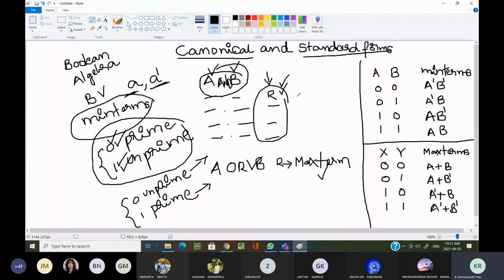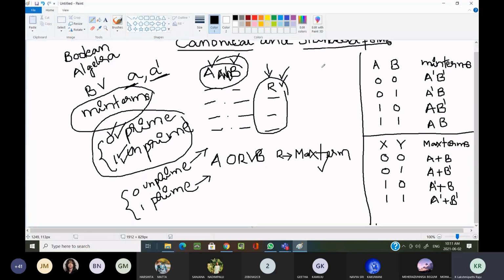These two forms we call canonical or standard forms. Everyone, are these points clear to you? Simple thing only. If I apply AND operation, I get the minterms. If I apply OR operation, I get the maxterms. Are these points clear to each and every one?